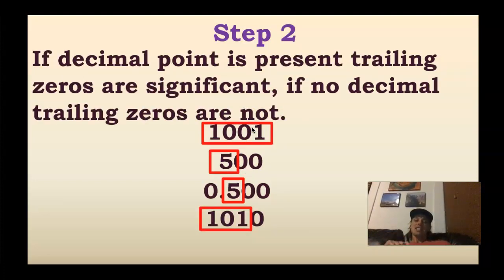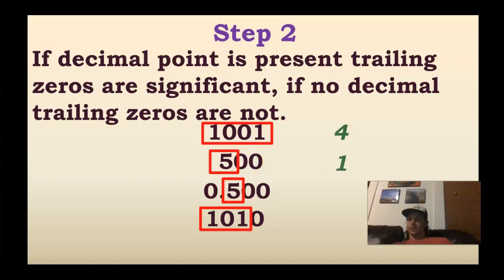If a decimal point is present, trailing zeros are significant. If not, no. So in this case, I don't need to worry about it. Everything in the box is always significant. So 4 sig figs. The next one, okay? 5. Is a decimal point present? No. Therefore, what's after the box is not significant. Just 1 sig fig. Okay?